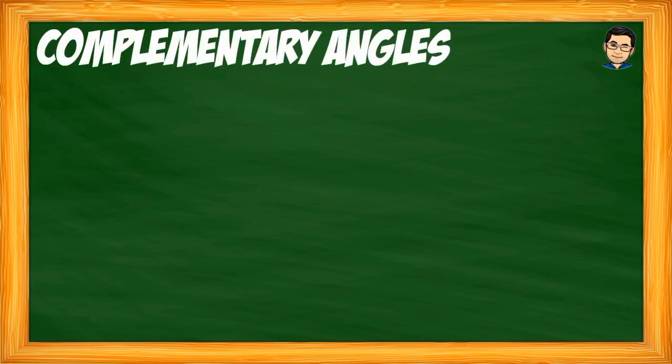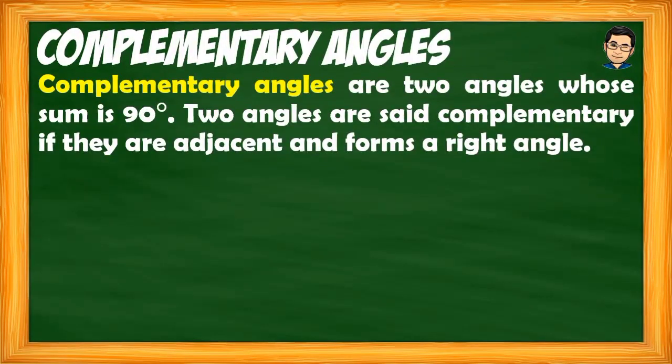Next naman, we have complementary angles. Complementary angles are two angles whose sum is 90 degrees. Two angles are said to be complementary if they are adjacent and form a right angle. Kapag meron tayong isang pares ng angles and then adjacent sila, kailangan yung sum nila is 90 degrees, or exactly 90 degrees. Kapag hindi po 90 degrees, hindi po yun considered as complementary.